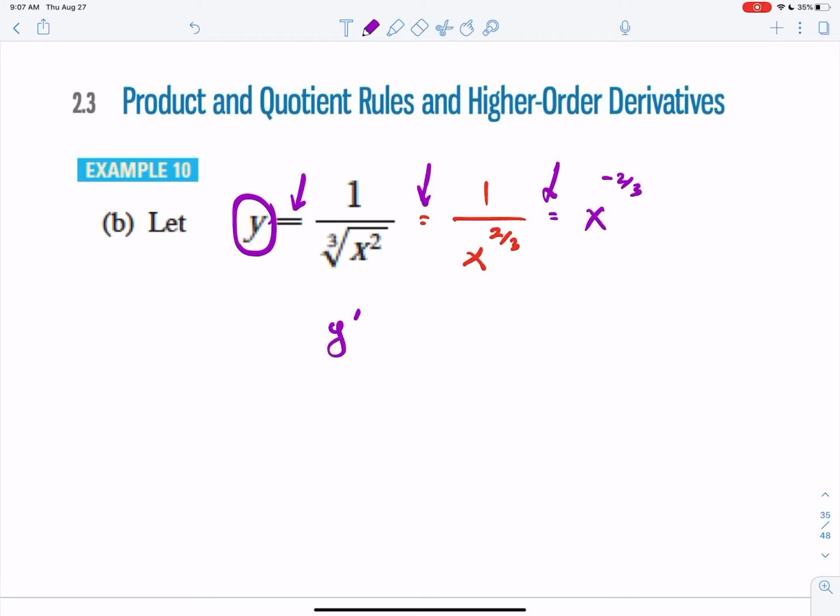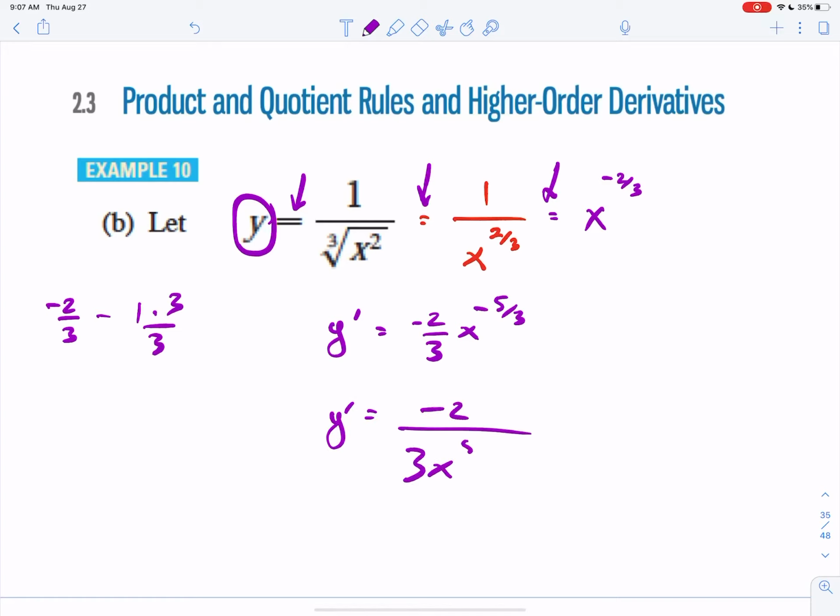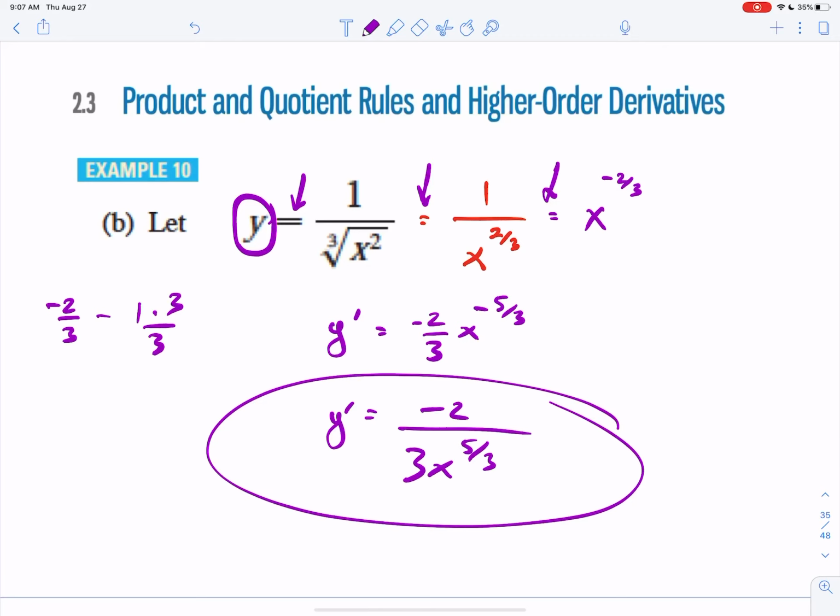So y prime is going to be -2/3 x to the -2/3 minus 1, which is the same thing as -5/3. Okay? You can rewrite this. You can bring it down below. And then you're all done. Okay, hopefully it's getting a little bit better each time.